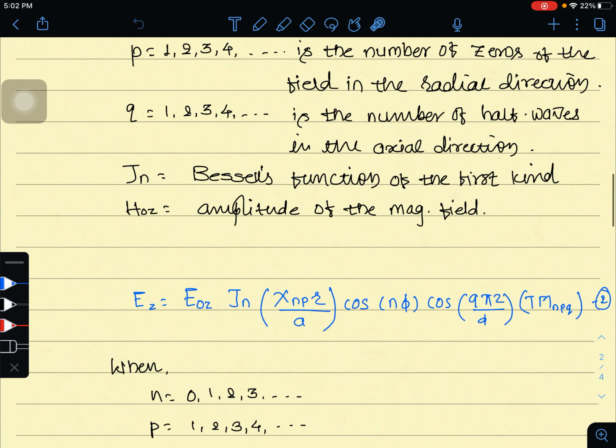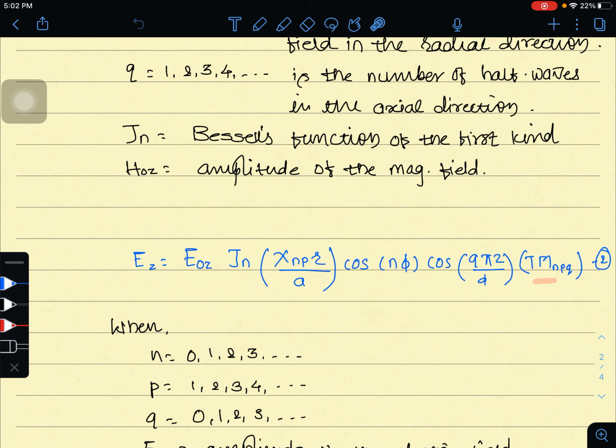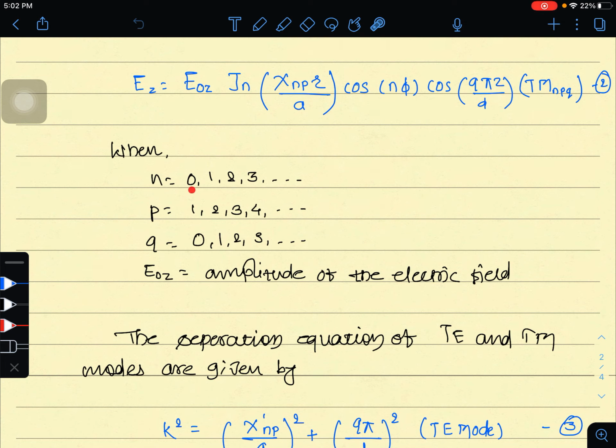Now let us go to the transverse magnetic mode. The equation related to the transverse magnetic mode is Ez equal to E0z Jn(xnp r/a) cos nφ cos(qπz/d) into TM npq. What is the value of n? n is 0, 1, 2, 3, and so on. What is the value of p? It is 1, 2, 3, 4, and so on.